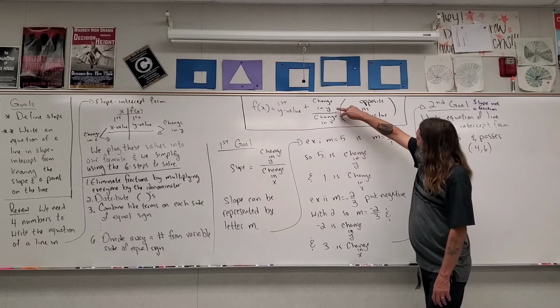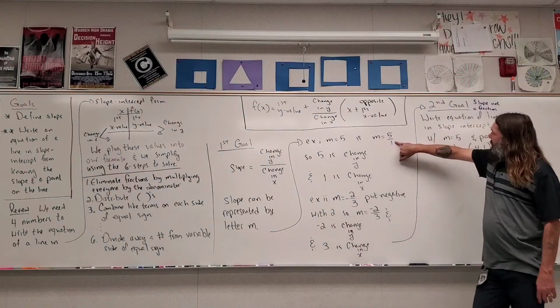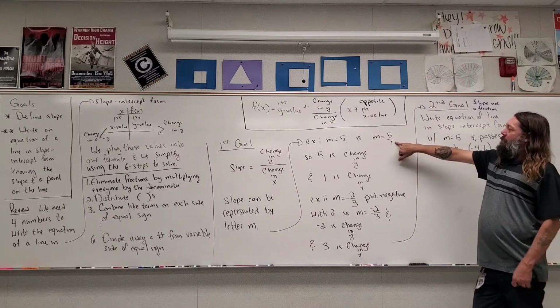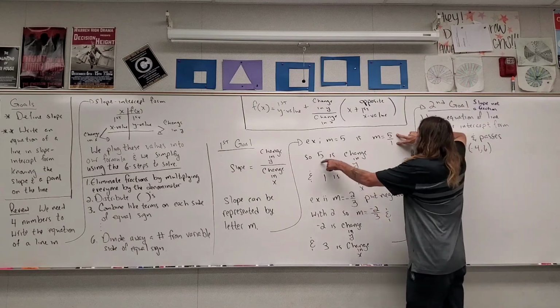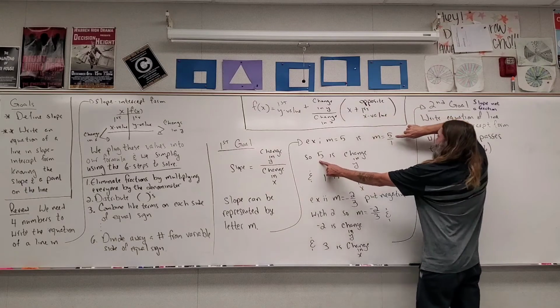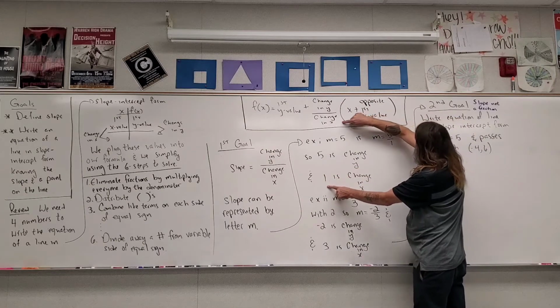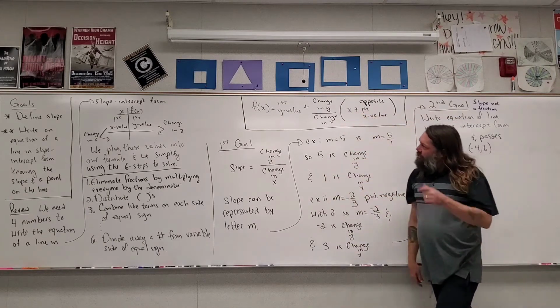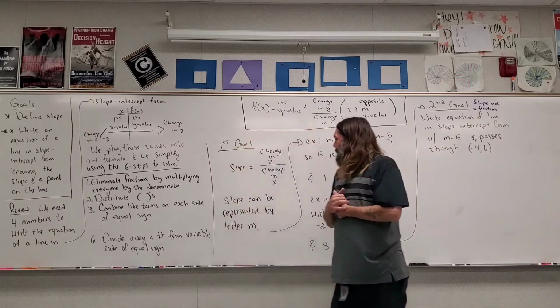Now, 5 is not a fraction, but it can be made a fraction by putting a 1 under the 5. So now we have a fraction, and we know that 5 is our change in y, and 1 is our change in x. Remember, we need these numbers in our table so we can plug them into our formula.